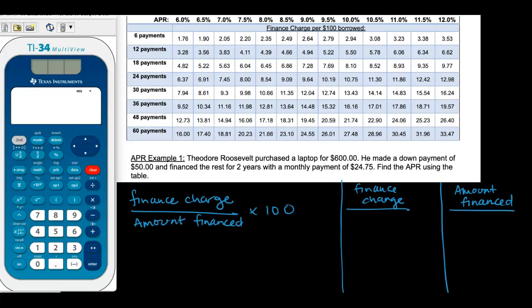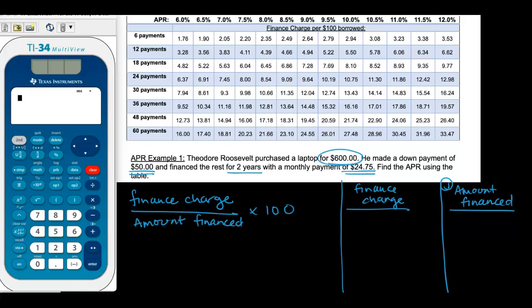In this example, we have Theodore Roosevelt, who purchased a laptop for $600. He made a down payment of $50 and financed the rest for 2 years with a monthly payment of $24.75. The first thing you want to do with these problems is write down the formula. I did that here on the left. As part of the formula, we need to find the finance charge and the amount financed. I usually start with the amount financed first, so I'll put a little 1 here because we need that in order to find the finance charge.